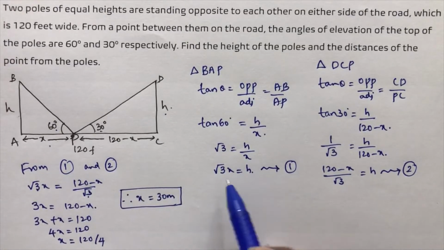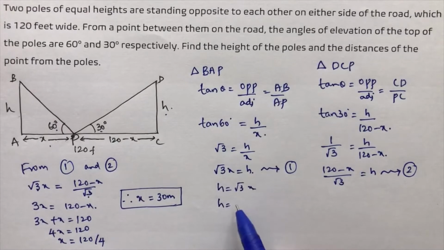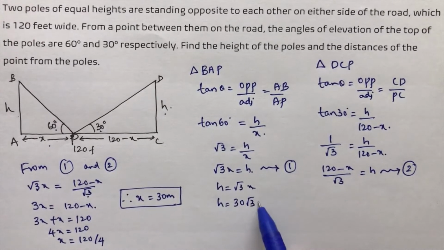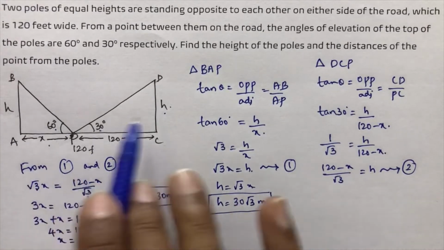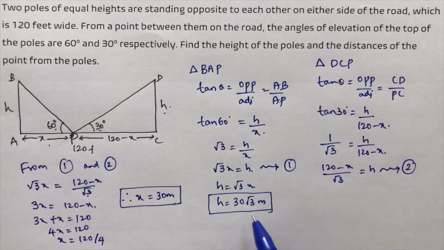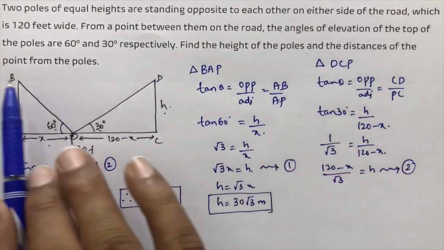So the height, if you substitute this value 30 here, height is root 3 x. So x is 30, so 30 root 3 meters. The two poles are of equal height, so both the heights are 30 root 3 meters. And we have to find the height of the pole and the distance of the point from the pole.